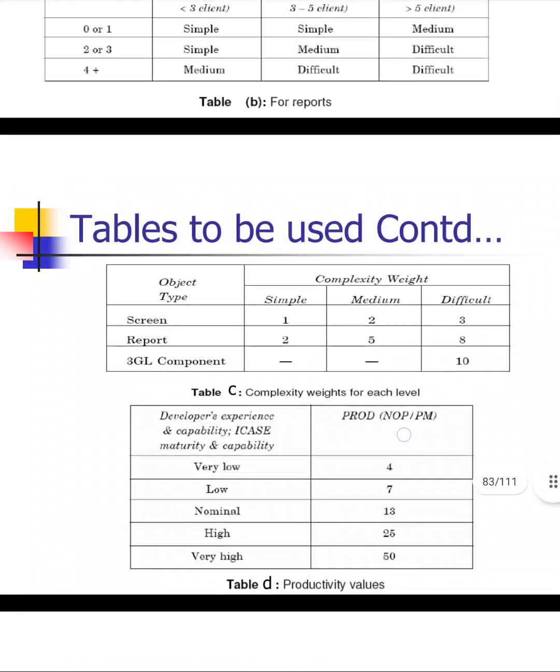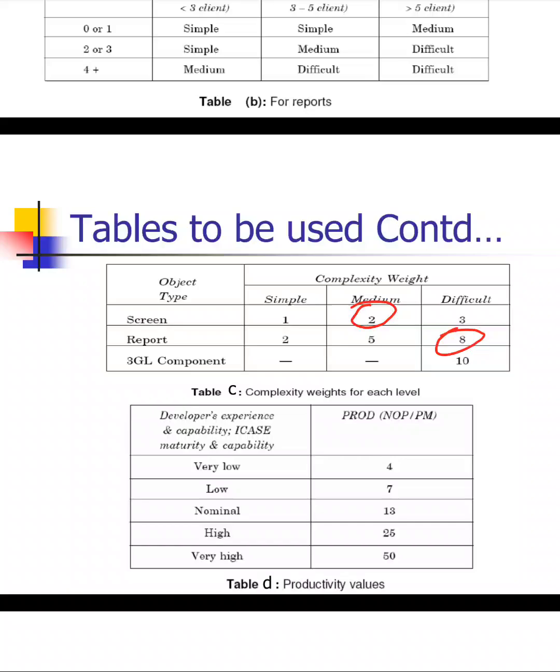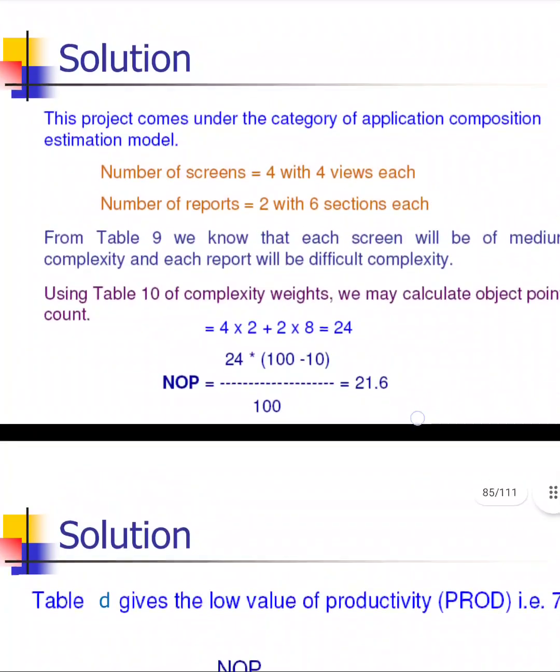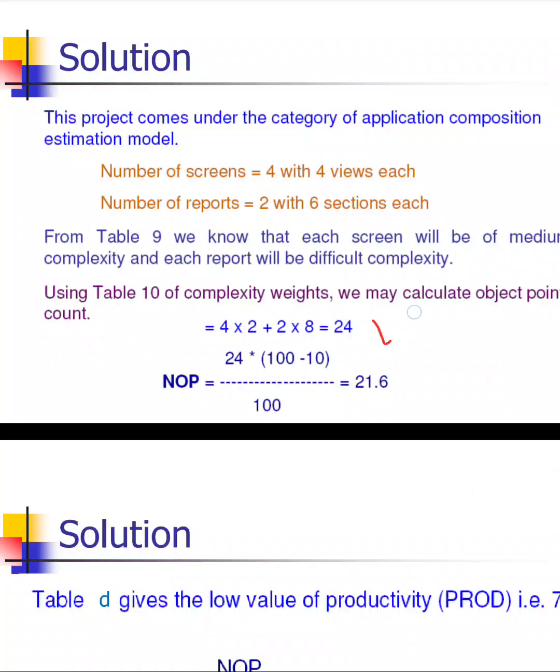All right, because we are given the value 2 and we are given the value 8, we have come to the conclusion that the complexity weight would be 2 for screens and 8 for reports. Now how many screens are there? 4, so 4 into 2. And how many reports are there? 2, so 2 into 8. So 4 2s are 8 plus 2 8s are 16. And what we get as an answer would be 24. All right, so we calculated this.